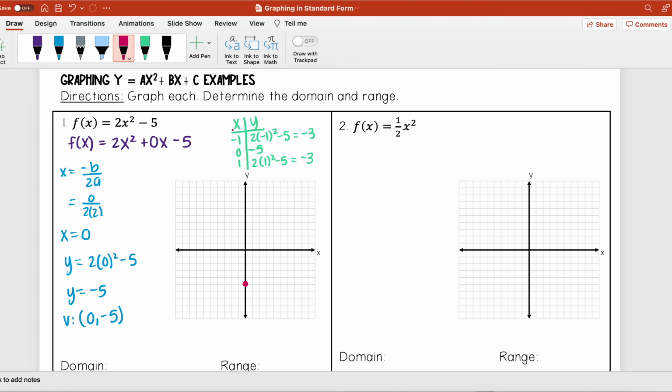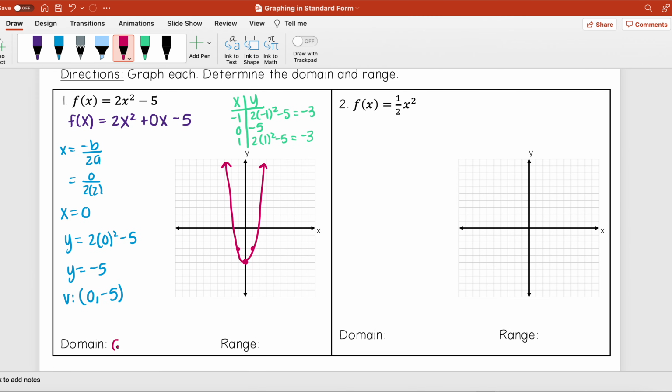So applying those points, I have the point negative 1 comma negative 3. So left 1, down 3. And then right 1, down 3. And so I get this as my parabola. Domain, again, that's just going to be all real numbers. And then the range, since this is opening up, is going to be y is greater than or equal to whatever my y value is in my vertex, which here is negative 5.